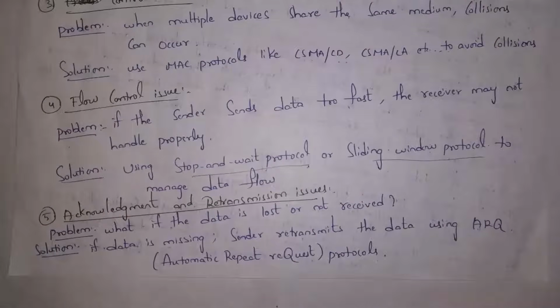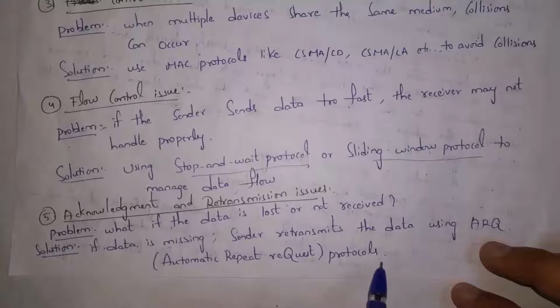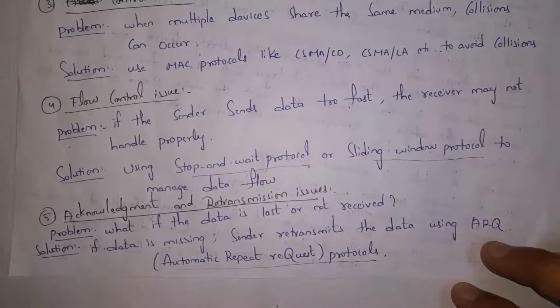Whenever the sender sends data, sometimes data will be lost and the receiver cannot receive data. So if there is any data loss, the sender will send data again by using ARQ protocols, where ARQ stands for Automatic Repeat Request Protocols.